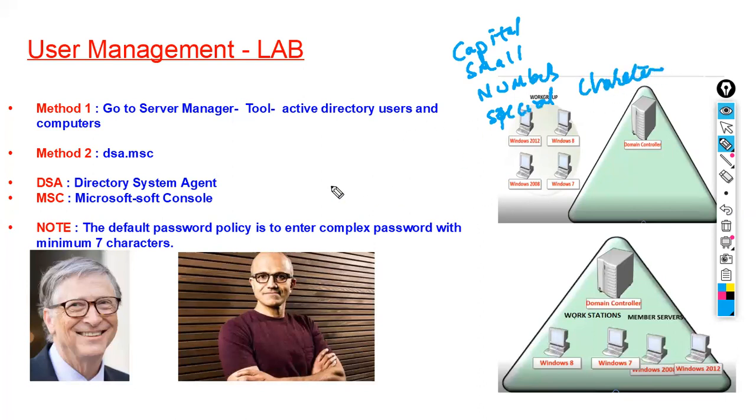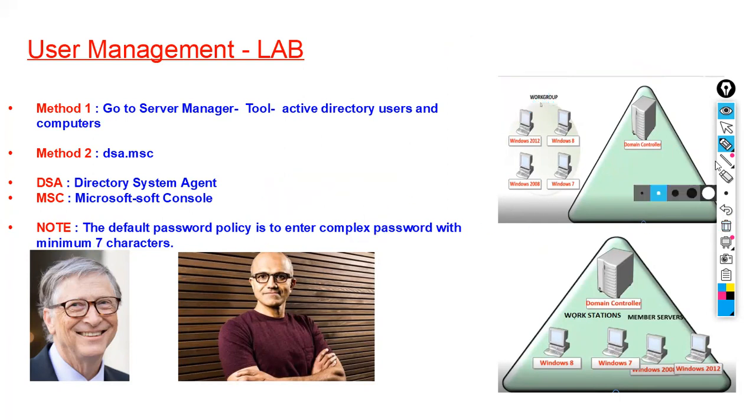The example is MCSE123 hash dollar. So we have capital letters, small letters, numbers, and special characters. This is the meaning of a complex password, and you need to enter a minimum of 7 characters. If you enter, let us say, only MCSE, it will not accept. You should enter at least 7 characters. Let me show you.